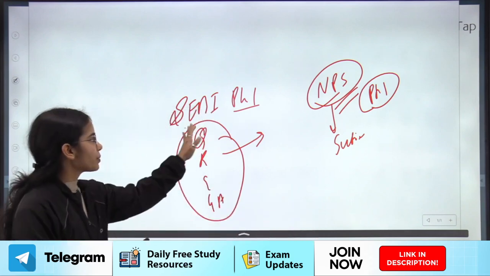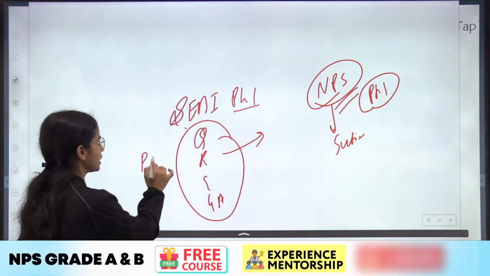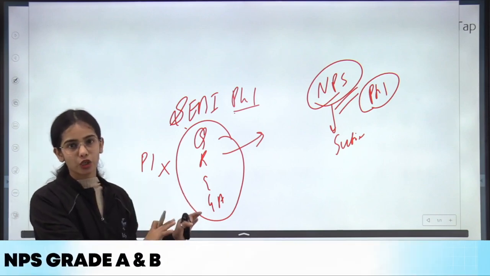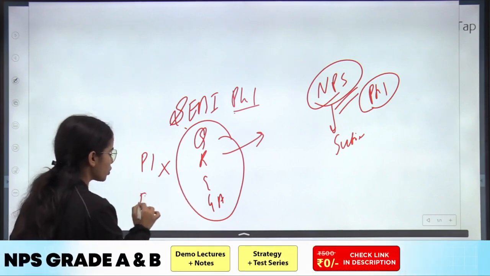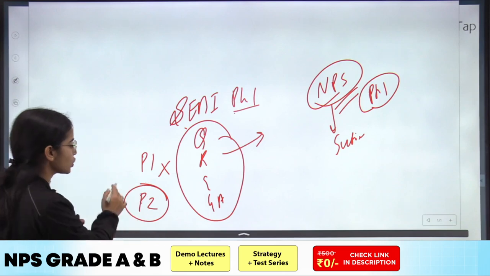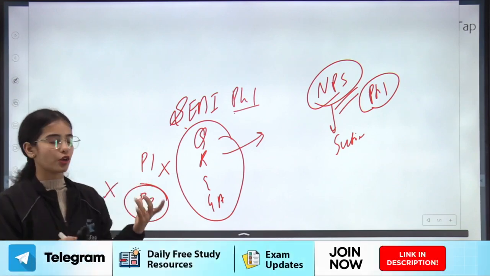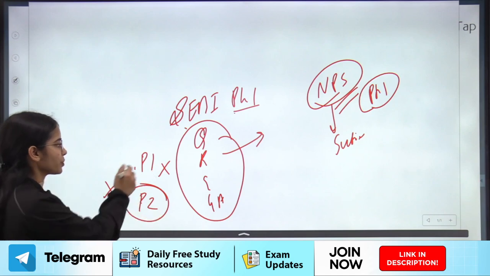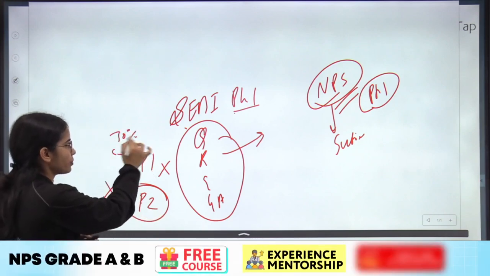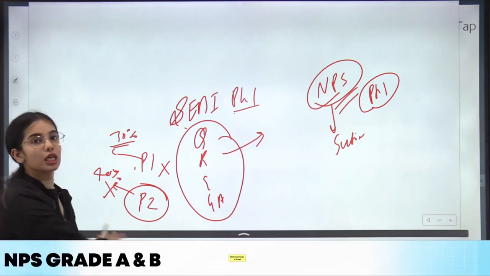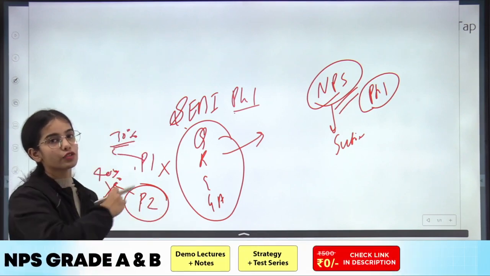Okay, so in SEBI, in phase 1, in paper 1, there is no sectional cutoff, there is only the aggregate cutoff for paper 1, and for paper 2 also. For paper 1 it is 30%, that is already mentioned. For paper 2 it is 40%, that is already mentioned. The overall aggregate cutoff is 40%.